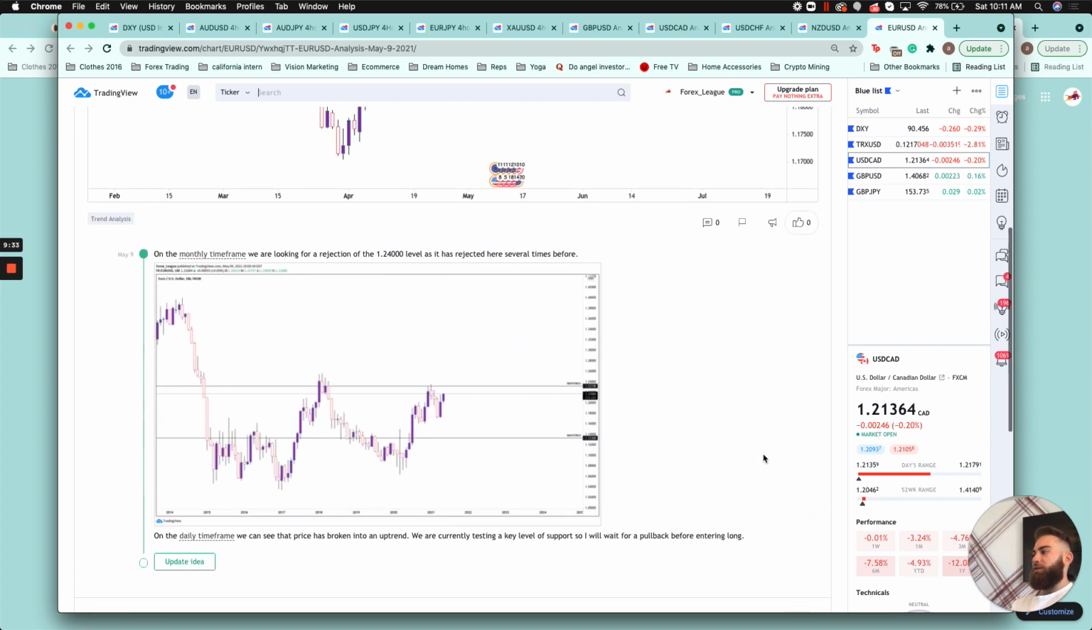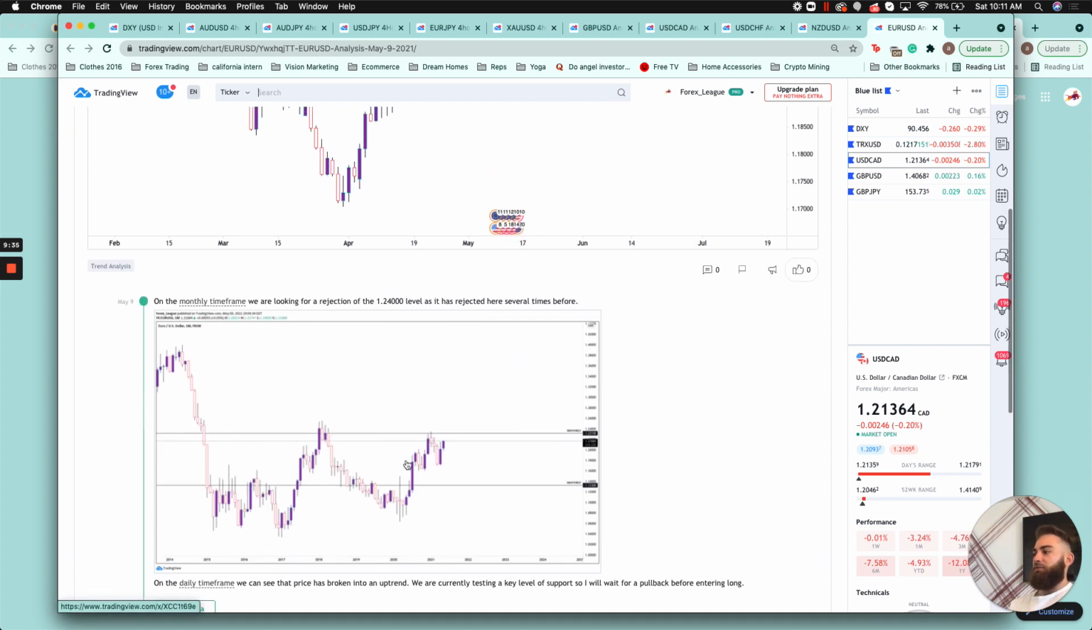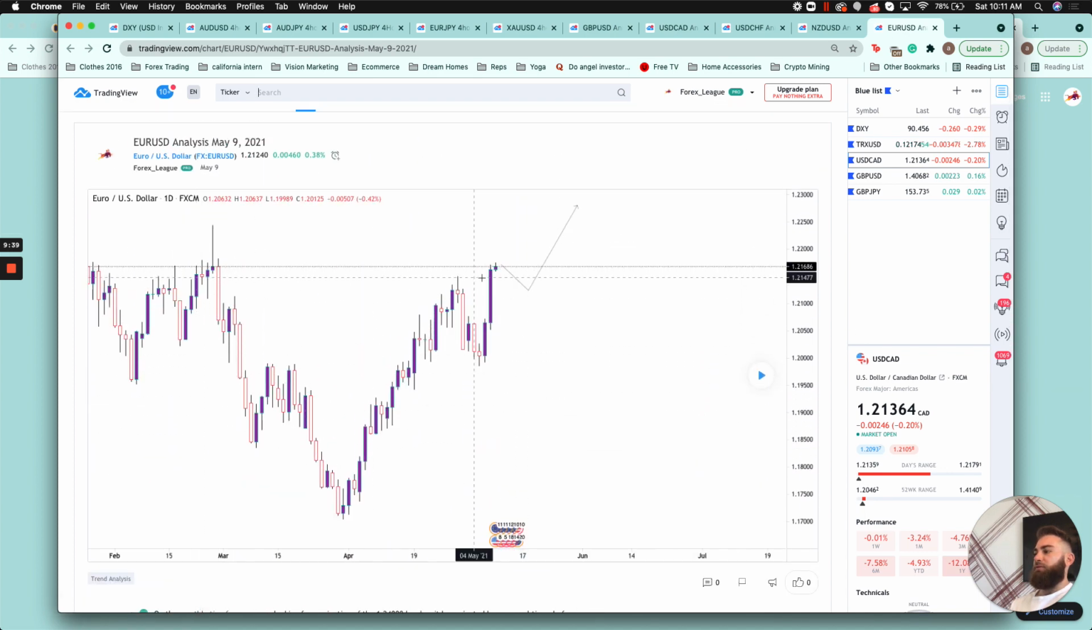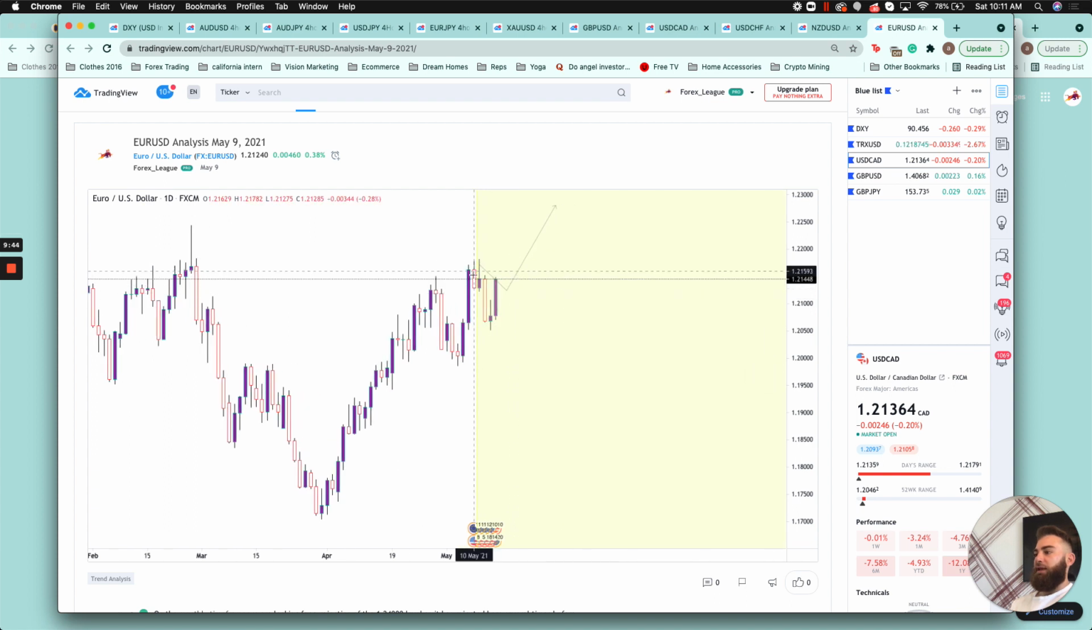Let's go to Euro USD. So on the monthly time frame, we're looking for rejection because we have this key level of resistance. Obviously, on the daily, we're very bullish. We broke into a bullish trend. So only taking buys if we came down and found support at this level.